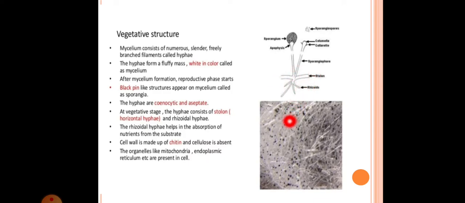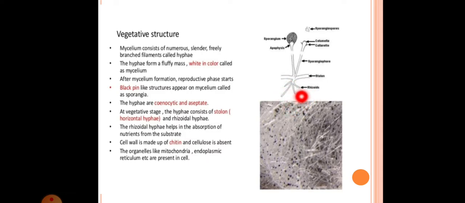Then at the vegetative state, the hyphae consist of a stolon, horizontal hyphae, and rhizoidal hyphae. This type of hyphae is a root-like structure. This is known as the rhizoidal hyphae. The rhizoidal hyphae help in the absorption of nutrients from the substrate. Whatever soil and dead and decayed material is present, from that these rhizoids absorb the food material or nutrients.